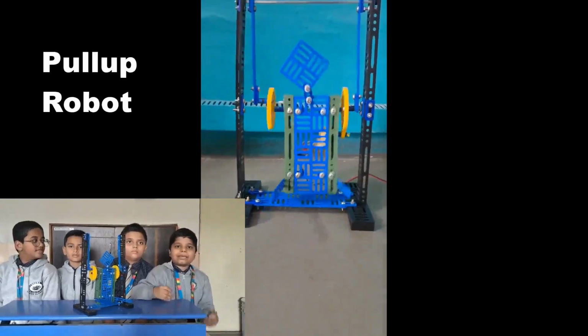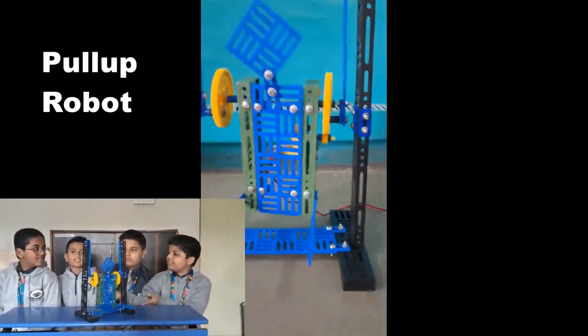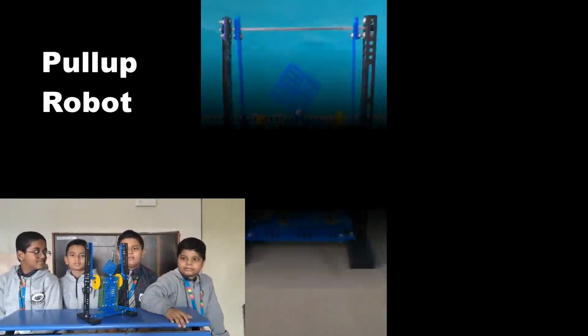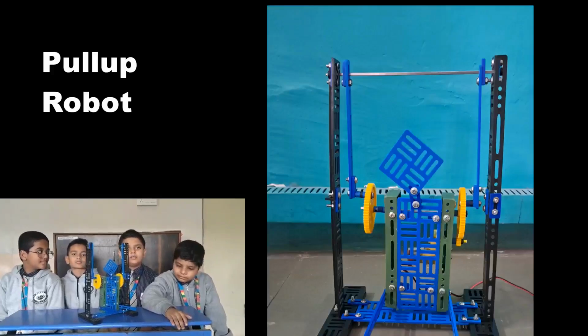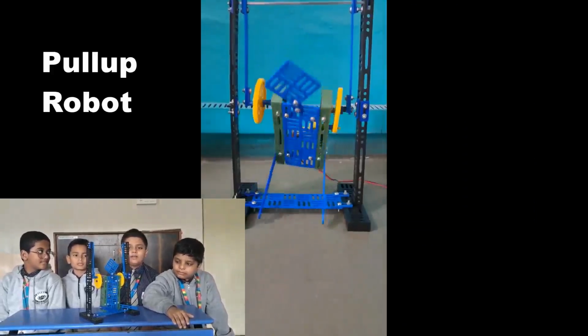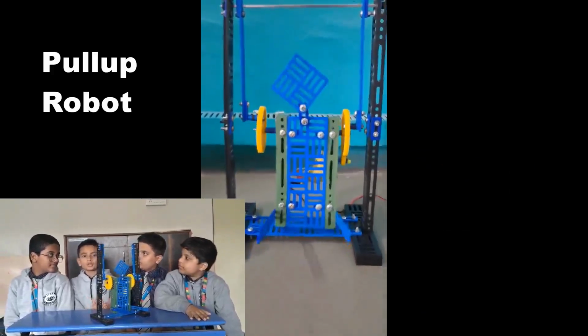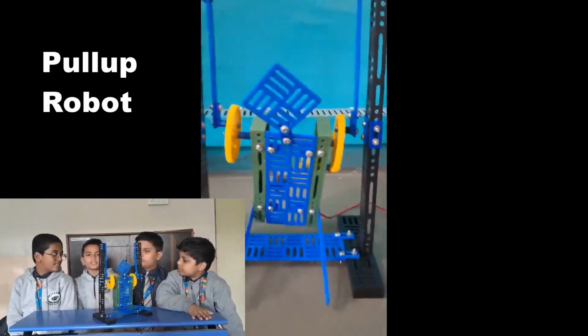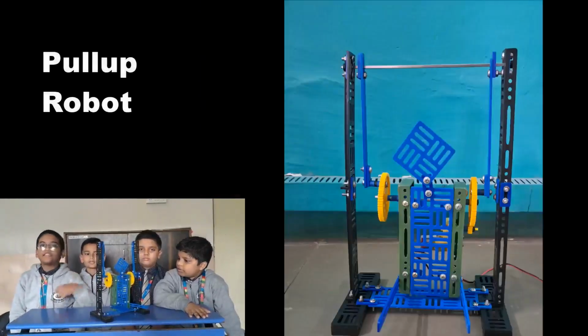Hello everyone, my name is Dipanshu and these are my friends Veer, Siddhik and Aditya. We made this robot doing pull-up. In pull-up, we use the body weight to strengthen our arms. This robot uses the conversion of circular motion to linear motion in its operation. To lift the maximum weight, we have used the largest and the smallest gear.